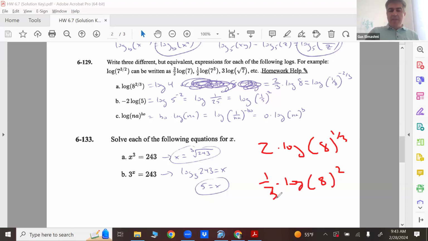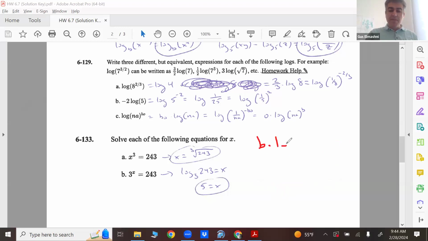So part B, I moved the -2 back. Then I evaluated, which is 1/25th, or I wrote 1/5 squared. So a lot of different ways you could do that one. For part C, you can move the BO to the front, or you could flip it and make it negative BO, or move the O to the front. Or you could also move the B to the front. So anyway, there's a bunch of different options there.